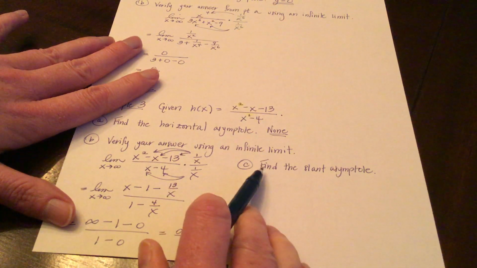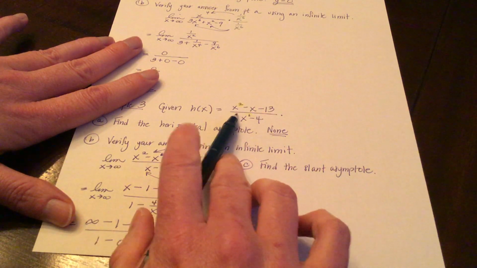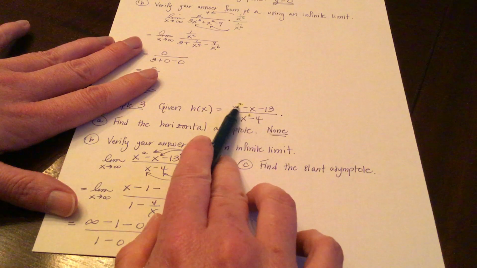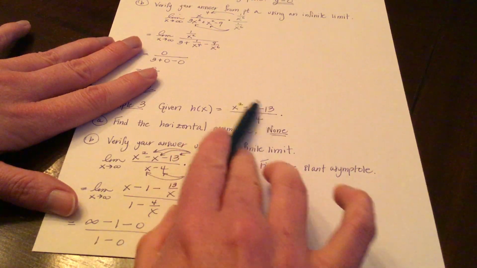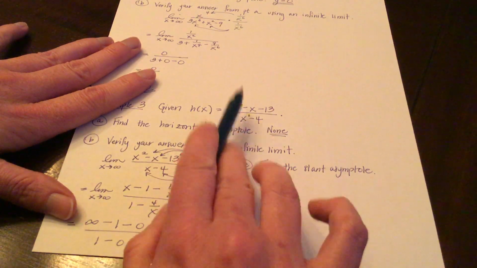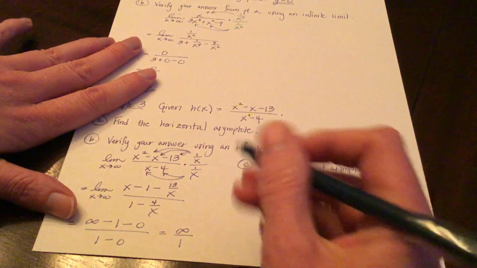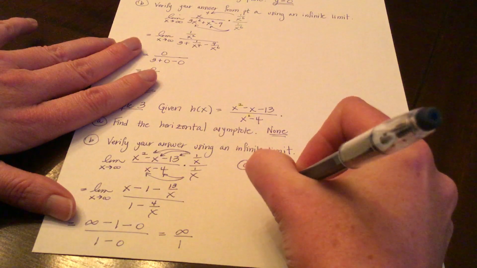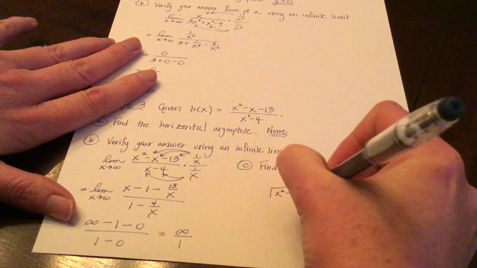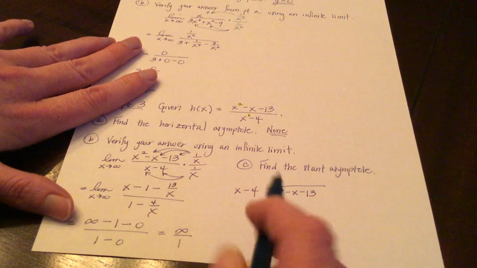Okay, so step 1 was to take your improper fraction. And why is this an improper fraction? Because the degree of the top is not less than the degree of the bottom. And you're going to write it in mixed fraction form by simply dividing the top by the bottom, which is what that fraction bar means in the first place. So you're basically going to take x squared minus x minus 13, and you're going to divide it by x minus 4. So let's do that.